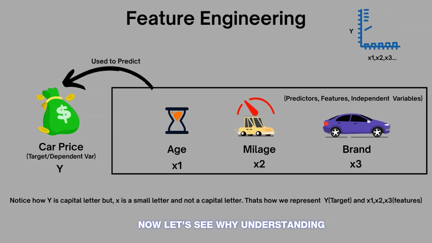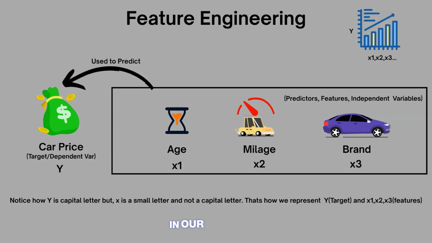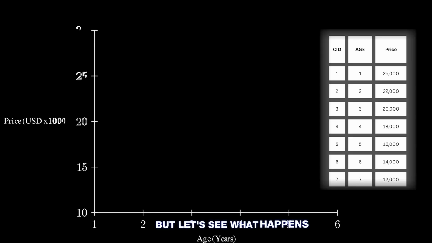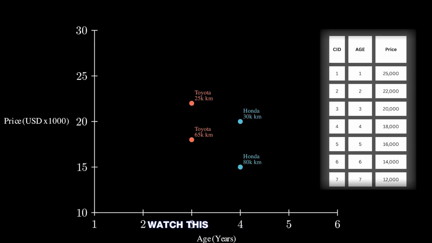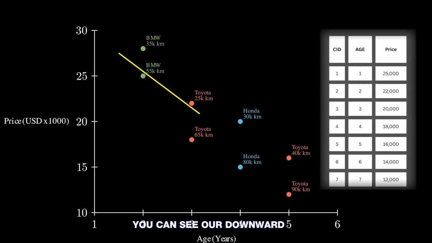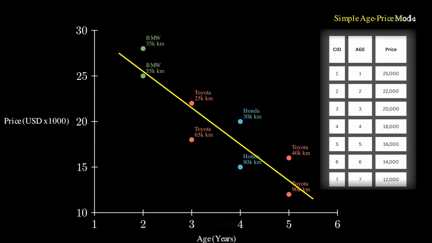Now let's see why understanding multiple features matters. In our previous videos, we used simple linear regression with just car age to predict price. But let's see what happens when we apply this to real market data. Watch this animation showing our familiar age versus price relationship. You can see our downward sloping line, but notice something critical here.